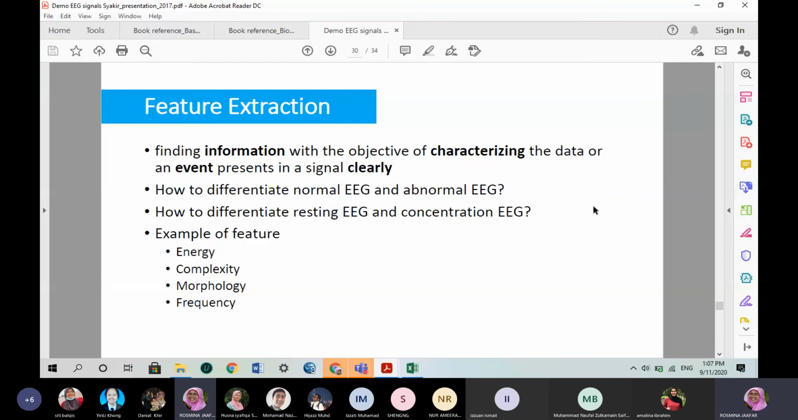Feature extraction is to find the information with the objective of characterizing the data or the event present in the signal clearly. How to differentiate the normal ECG and the abnormal ECG. How to differentiate the resting EEG and concentration EEG. For example, you want to extract features based on its energy, its complexity, its morphology, or its frequency. So you need to look at all, and from the many analyses, only use the most significant ones.